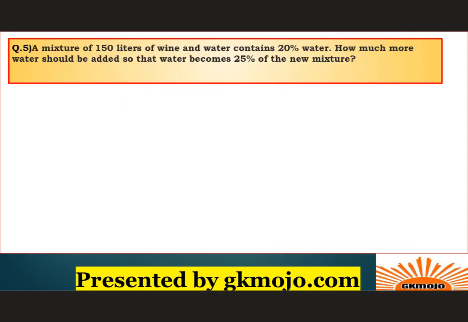So let's have a look at this question. A mixture of 150 liters of wine and water contains 20% water. How much more water should be added so that the water becomes 25% of the new mixture? So basically this question is pretty easy, but the understanding part is difficult over here. This 150 liters is a mixture of wine plus water. Now they have said water is 20% of this mixture. So basically 20% of 150 is 30 liters. So this is the water. So wine is 120 liters, right? And mixture is 150 liters.